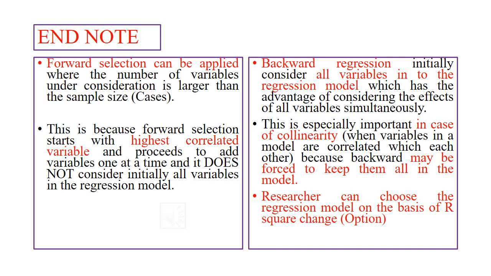Whereas backward regression initially considers all the variables in the regression model, which has the advantage of considering the effect of all variables simultaneously. This is especially important in case of collinearity, when the variables in the model are correlated with each other. That can be tested, because backward may be forced to keep them all in the model, since it will calculate a partial F, and if FL is less than FS, it will act. That is the advantage.